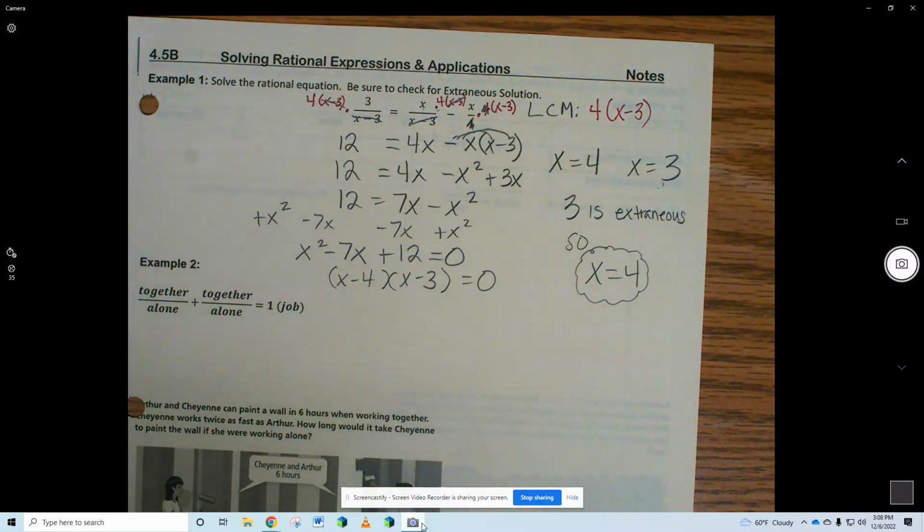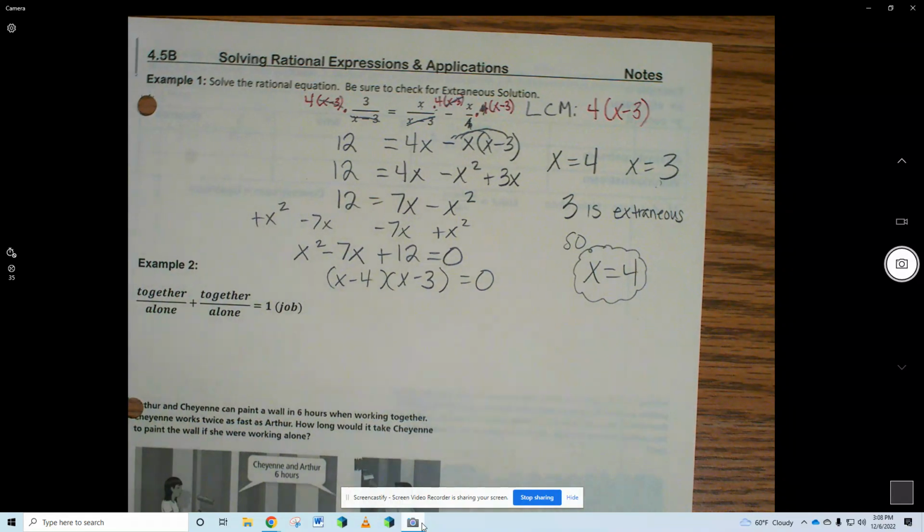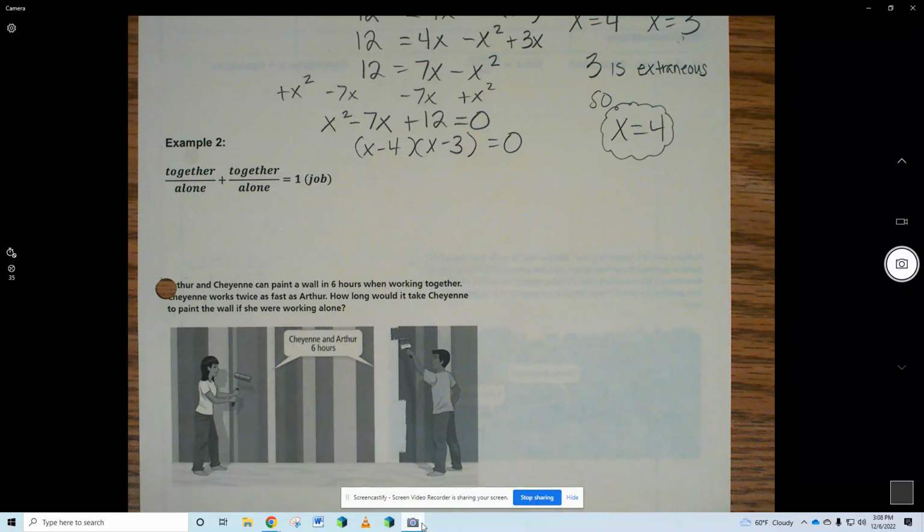All right, so that was my first review problem. The next two are word problems. If I'm doing a job and I'm going to work with Noelia and we're going to do some plumbing, build a fence, paint a wall, like this problem, whatever the job is, I could work really slow, and then Noelia works really fast, and we're going to finish the job together.